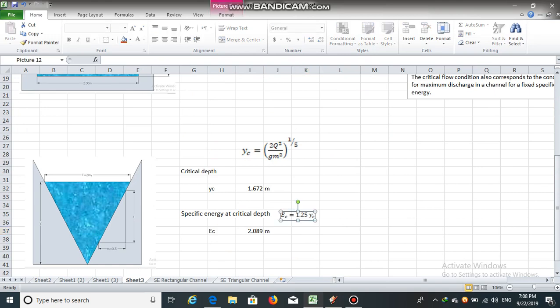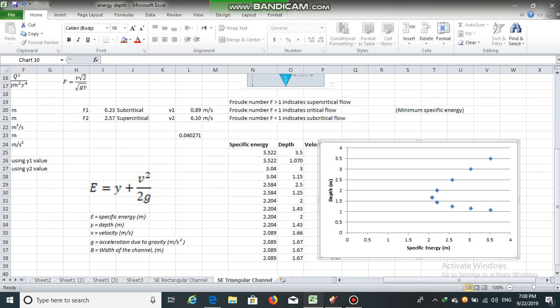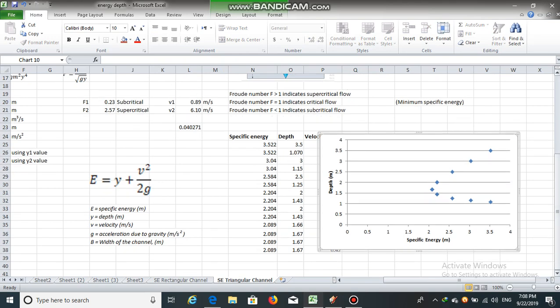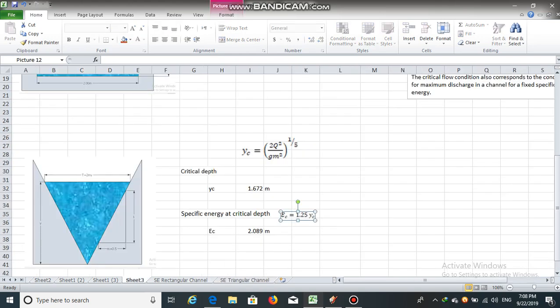As you can see, the values have been arranged from large to small. They are arranged in descending order. So you can see this is the minimum specific energy 2.089, and the corresponding depth is 1.67, which was obtained using this equation. And the corresponding specific energy is 2.089.